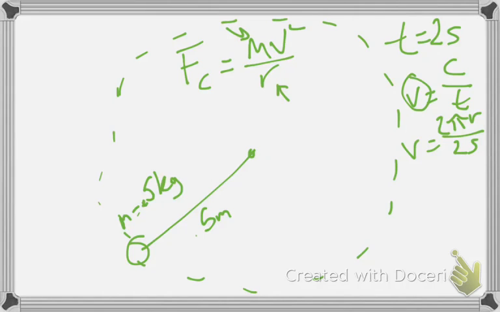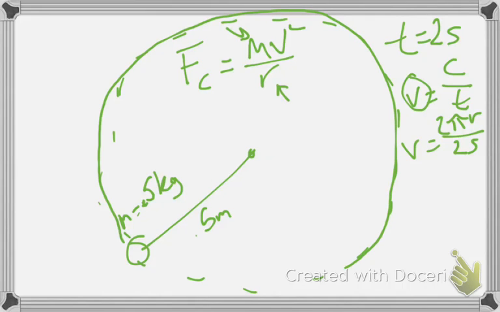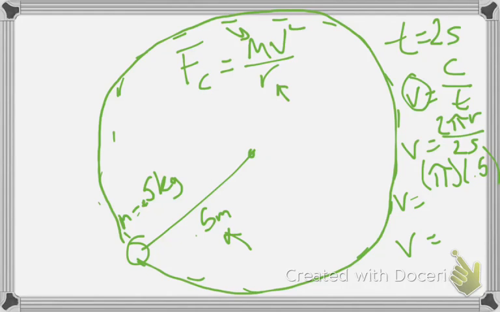Well, the distance it travels is the circumference of that circle, and that circumference is calculated as being 2 pi r. So velocity being 2 pi times the radius of 0.5 meters divided by 2 seconds, that would be pi times the radius, so 0.5 times pi, which would be about 1.57 meters per second.